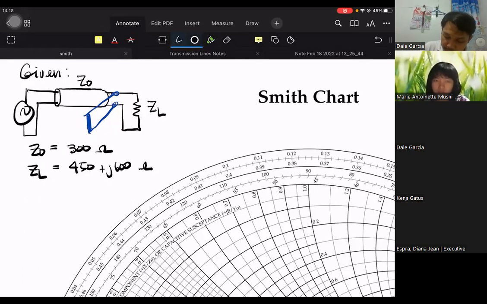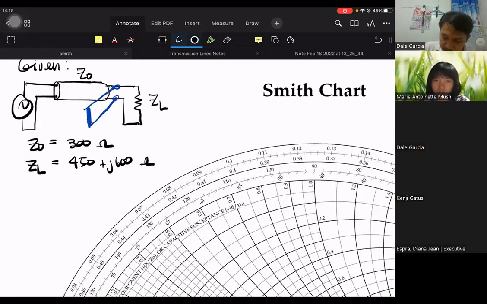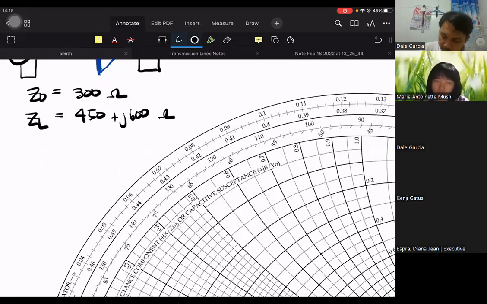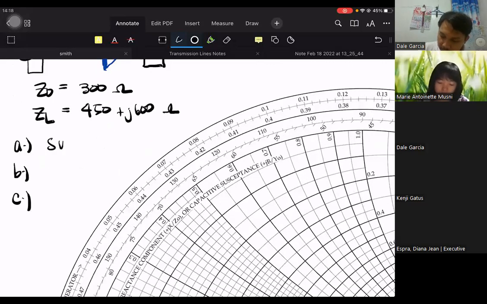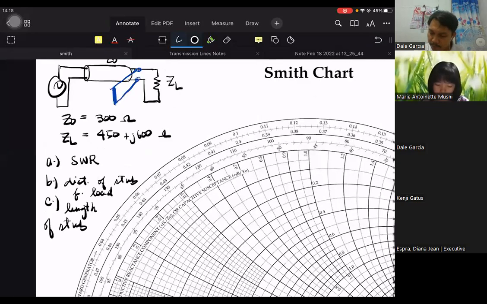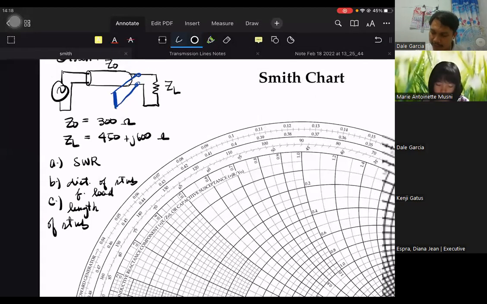So mao ni ang mga pangutanan katong akong introduce earlier. The SWR, distance of stub from load, and length of stub. Na, questions? Sige.